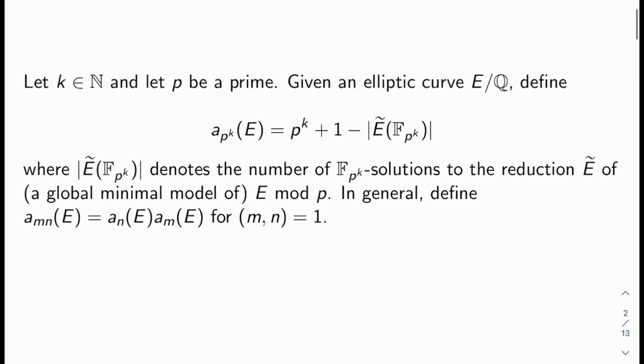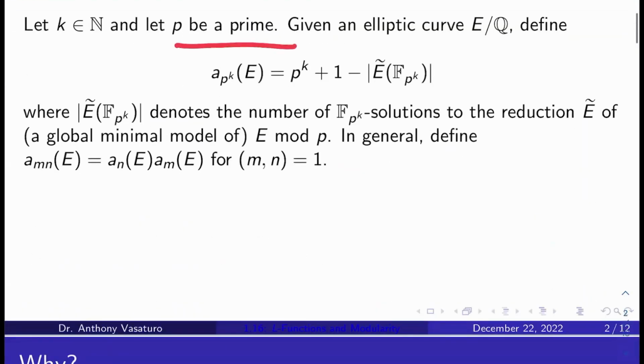Let K be a natural number and let P be a prime. Let E over Q be an elliptic curve. We're going to define a_{P^K}(E) to be P^K plus 1 minus the number of points on the reduction of E mod P with coordinates in the field with P^K elements, F_{P^K}. Again, this quantity is the number of F_{P^K} solutions to the reduction E tilde of a global minimal model of E mod P, let's say.